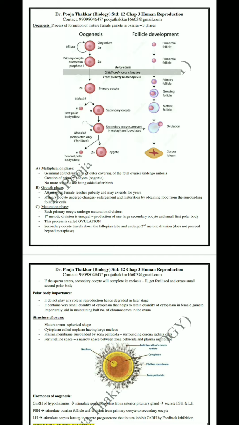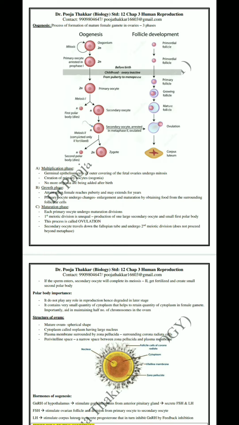Now, during the childhood period, the ovary remains inactive. You have to notice one point here: no more oogonia are added after birth. Whatever number of primordial follicles are there in the fetal ovary remains as it is, with the primary oocyte inside. After birth, during childhood the ovary remains inactive, and it starts maturing from the puberty period till menopause comes.